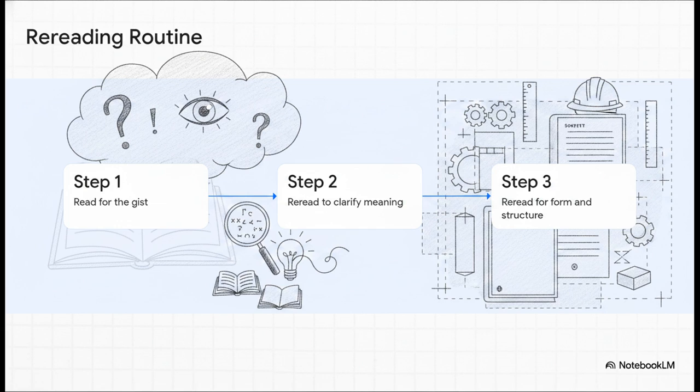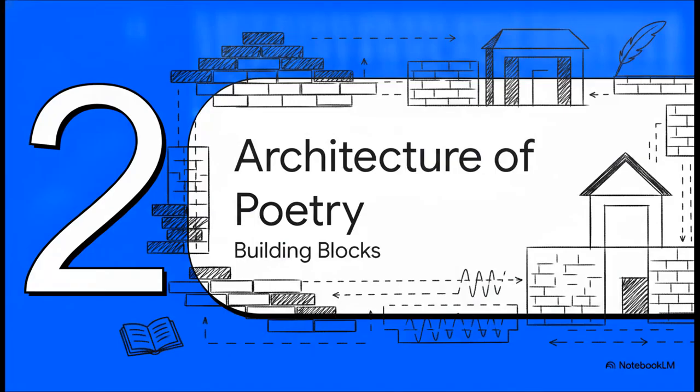Finally, step 3 is when you look at the poem like an engineer. You reread for form and structure, asking yourself exactly how the author built the poem to deliver the meaning that you just figured out back in step 2. Section 2. The Architecture of Poetry.